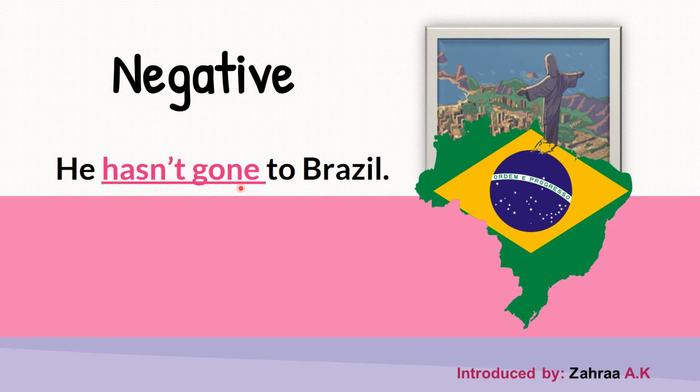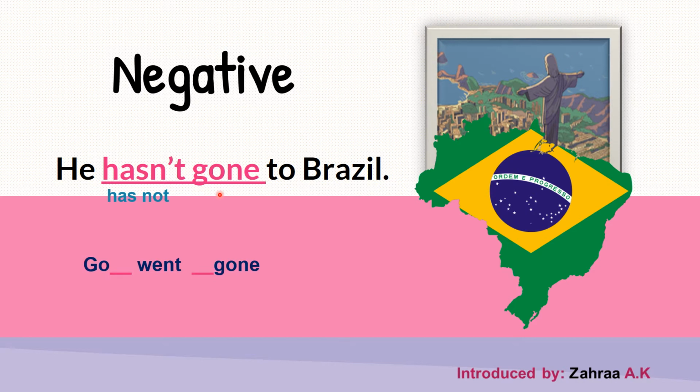Hasn't gone, gone is the past participle. So hasn't here is the contraction of has not; we can write hasn't or has not. He hasn't gone to Brazil. So not goes after the auxiliary verb. We add not directly after the auxiliary, with contraction hasn't or without, has not.